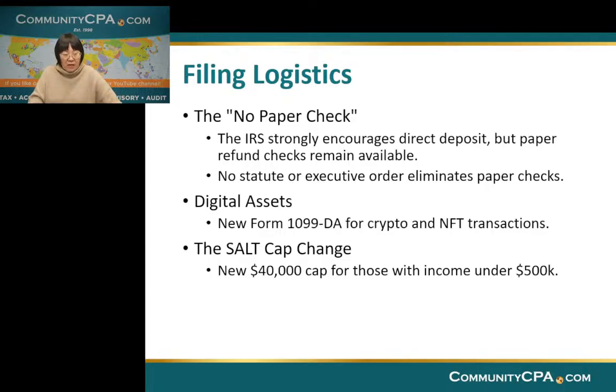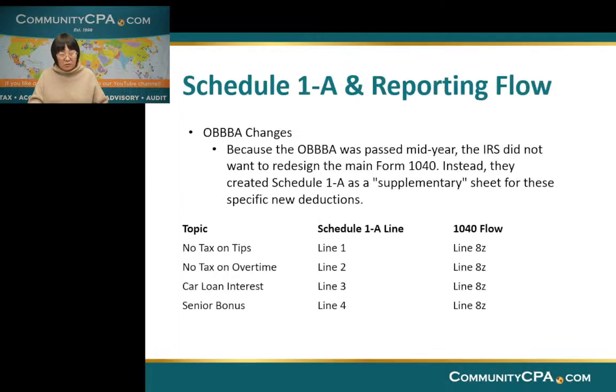You can only take the $40,000 deduction if your income is under $500K. So you will find out that when you start running your taxes, those thresholds, the software developers are pretty good. They put that in for you, so you don't have to, generally speaking, worry about that. The system will keep you there.